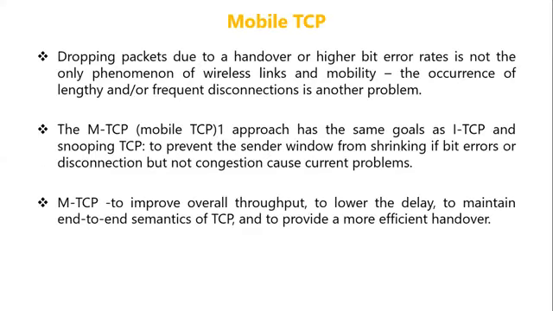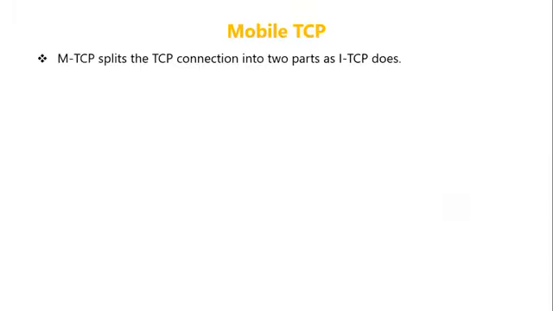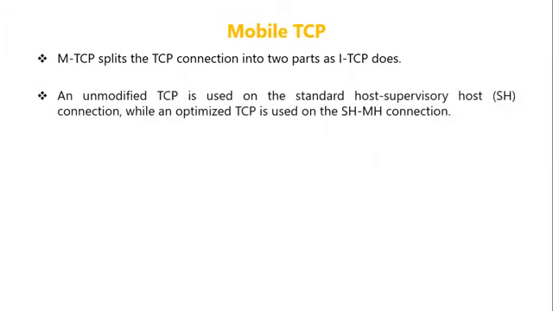MTCP aims to improve the overall throughput and to lower the delay. It aims to maintain the end-to-end semantics of TCP and tries to provide a more efficient handover. It also splits the TCP connection into two parts as ITCP does.